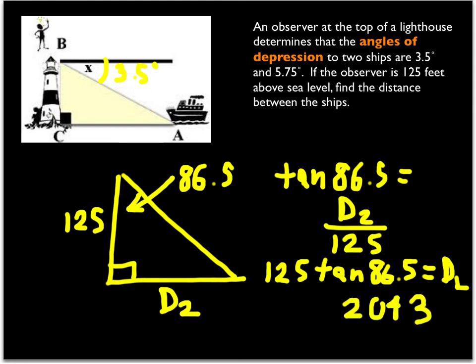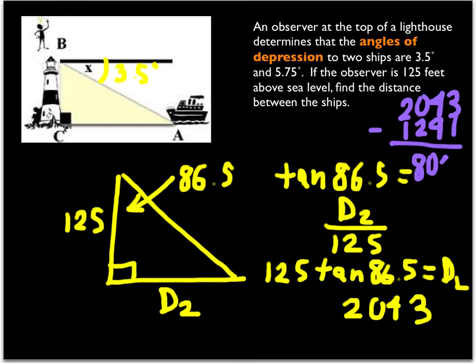So the ultimate question, though, was how far apart are the ships? Well, if I take my D2 minus my D1, then I should be able to find that. And if you remember what that was, here's our distance. The second distance was 2,043, and the distance from the previous slide that I figured out was 1,241, and so my actual answer would end up being about 802 feet apart.